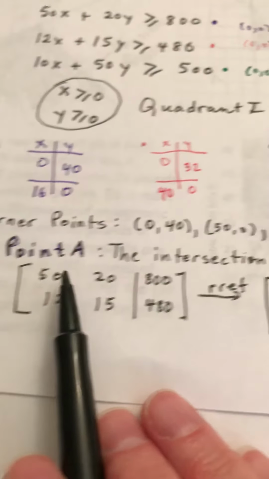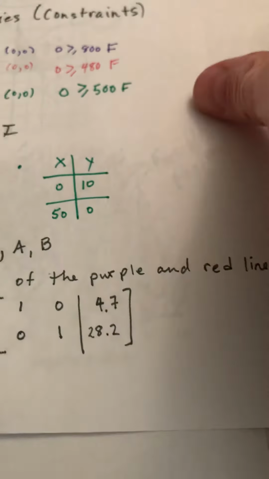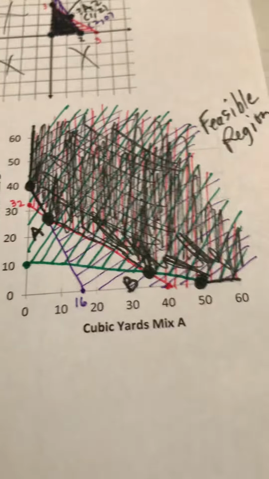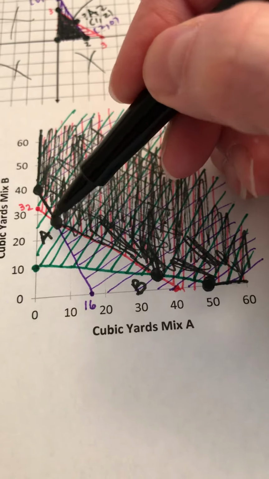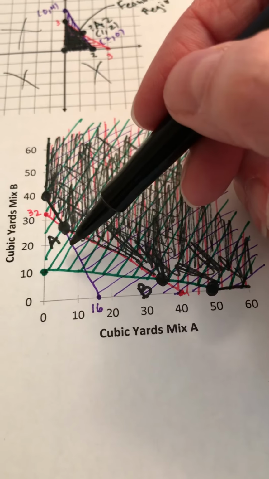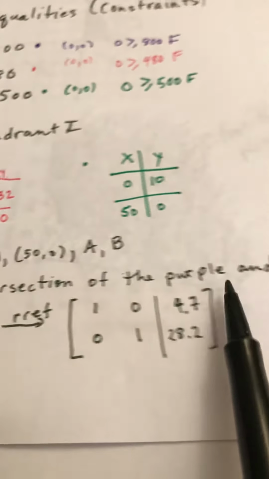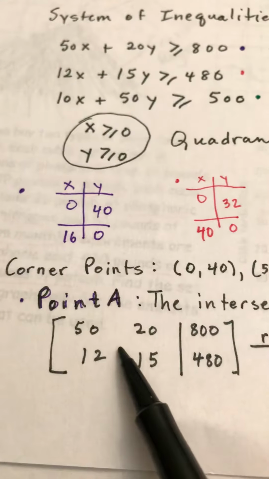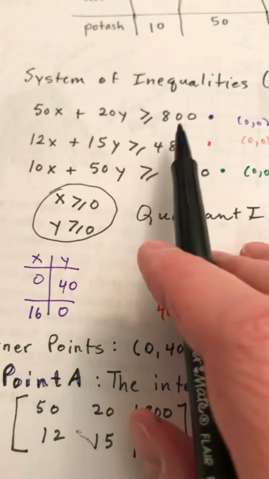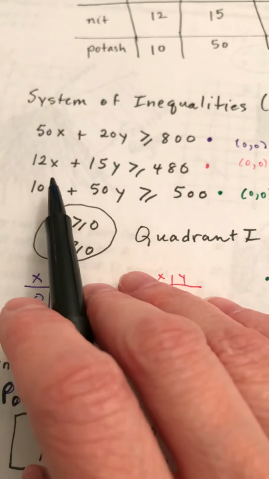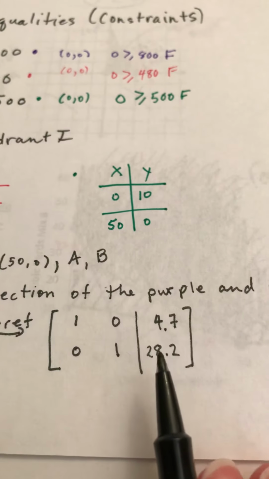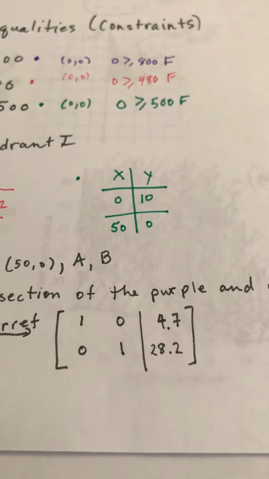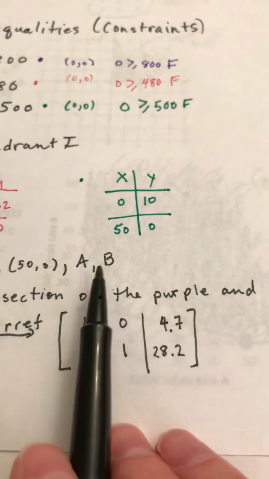And then point A is the intersection of the purple and the red line. Well, I'll show you that. So A is, here's the red line and the purple line. It's the intersection. So you can't do these all at once. You have to do 2 at a time, or 1 point at a time. So point A is the intersection of the purple and the red lines. So purple and red, I went up and picked the purple here, 50, 20, 800. And red was 12, 15, 480. Did RREF on the calculator. And I got some decimals. All right, so 4.7 and 28.2. That is my point A.